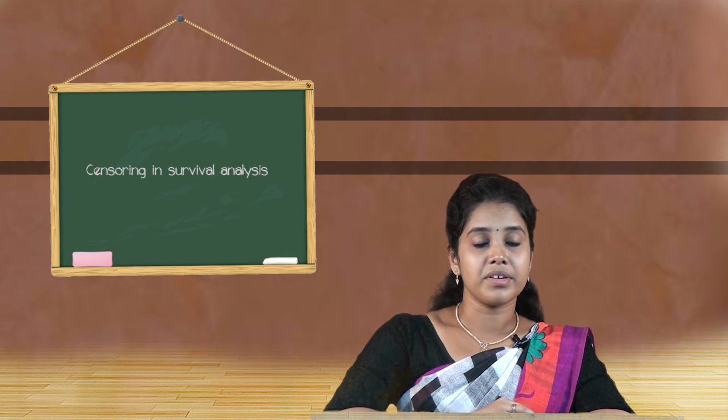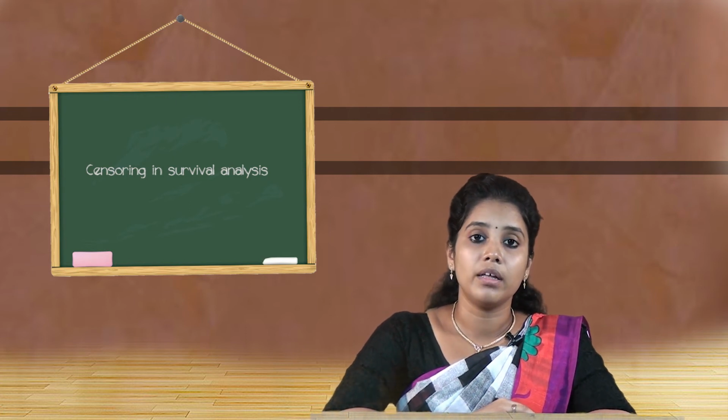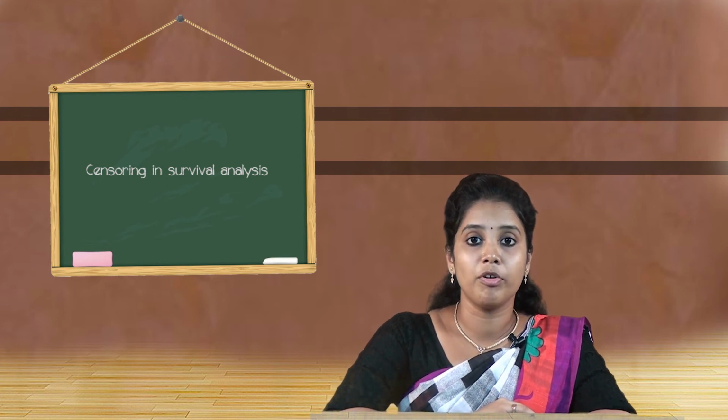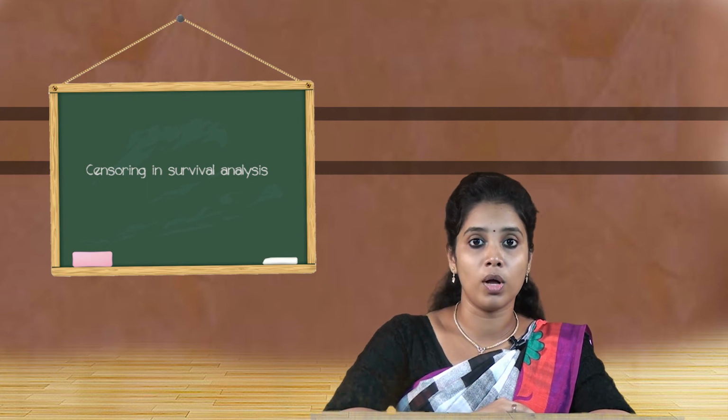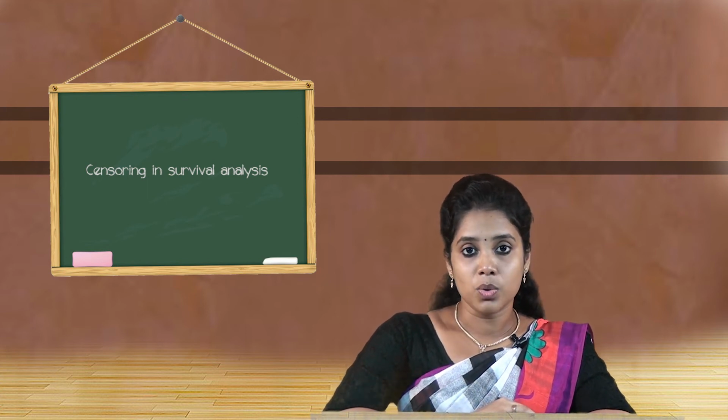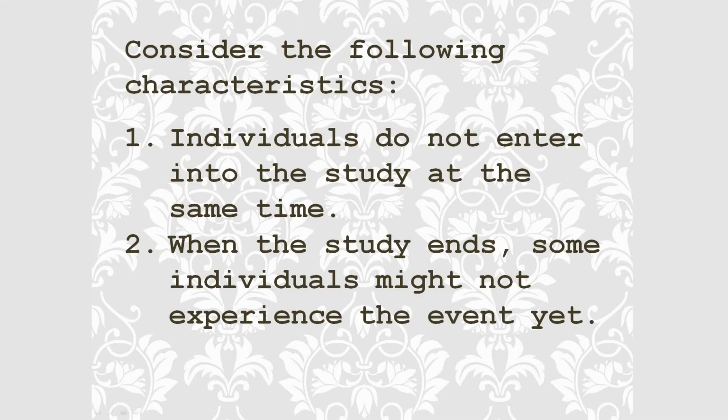Now, one of the characteristics is that individuals do not enter into the study at the same time. So now I will be considering some 50 customers for my study. Practically it is not possible for all the customers to get the loan sanctioned at the same time. So as soon as the loan gets sanctioned, customers enter into my study one by one. So generally we say that all the individuals cannot enter into the study at the same time point.